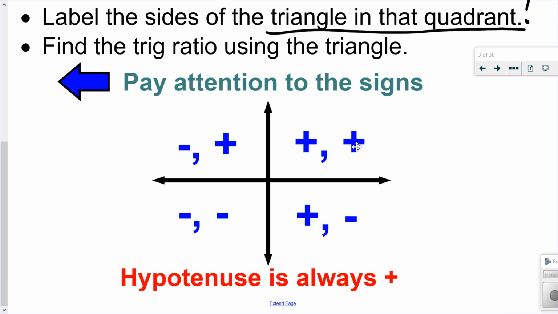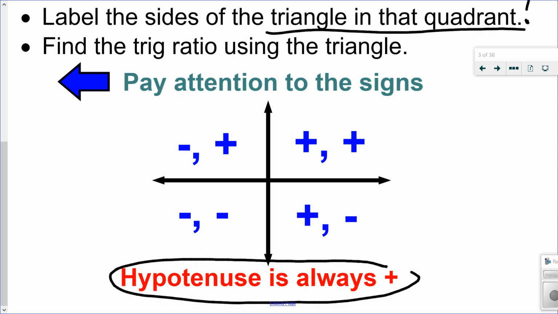So quadrant 1 is positive, positive. Quadrant 2, x is negative, y is positive. Quadrant 3, both x and y are negative. And in quadrant 4, x is positive, y is negative. But remember, the hypotenuse is always going to be positive because the hypotenuse is the length of the segment from the point to the origin, and length is always positive.